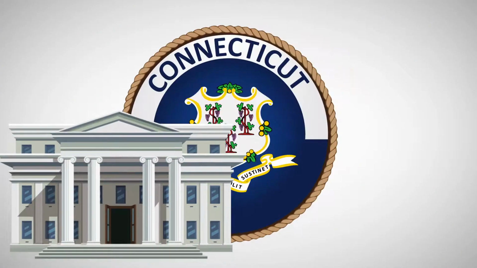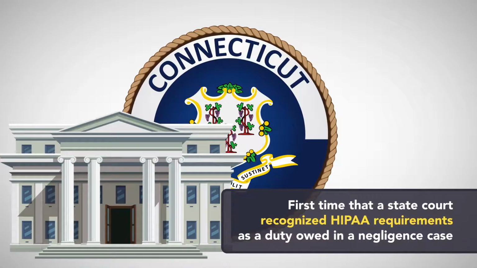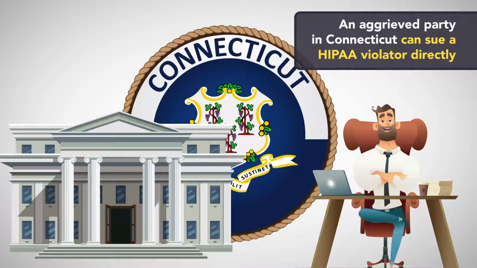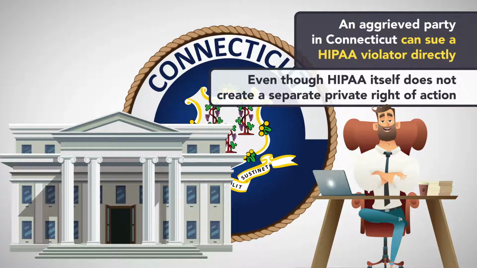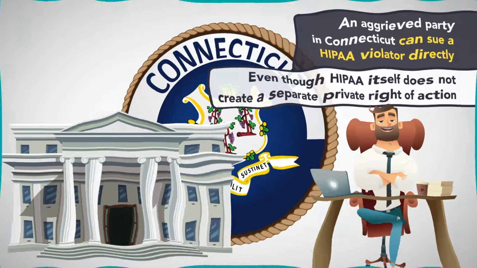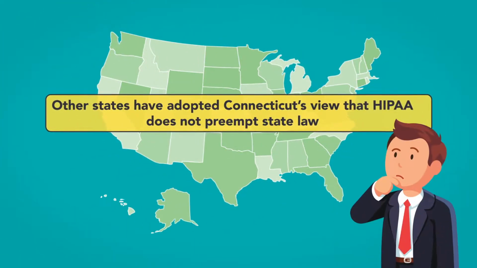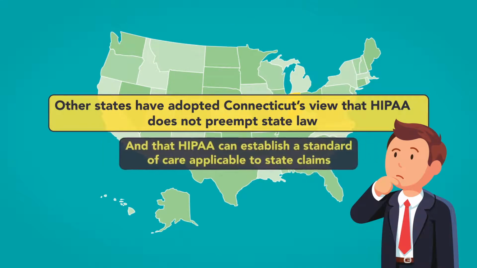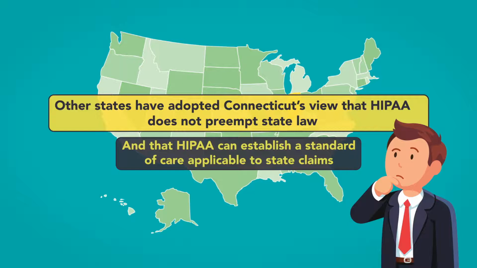The Connecticut Supreme Court's decision was the first time that a state court recognized HIPAA requirements as a duty owed in a negligence case. After the Connecticut Supreme Court decision, an aggrieved party in Connecticut can sue a HIPAA violator directly, even though HIPAA itself does not create a separate private right of action. In the following years, other states have adopted Connecticut's view that HIPAA does not preempt state law, and that HIPAA can establish a standard of care applicable to state claims.